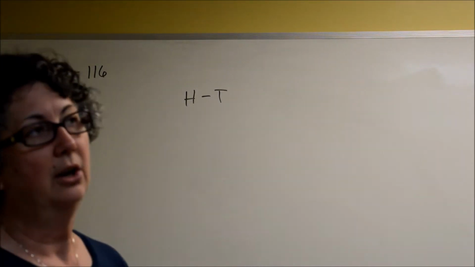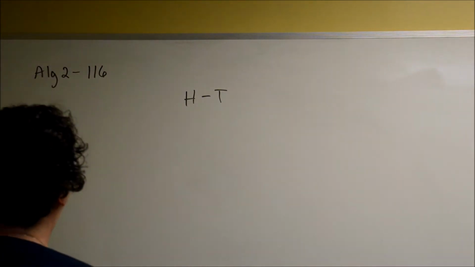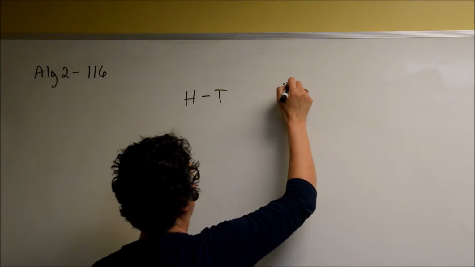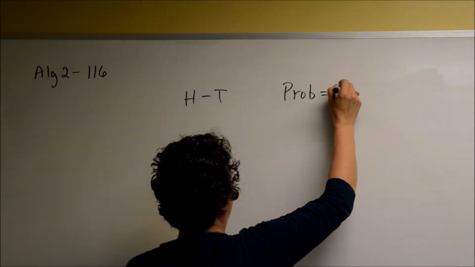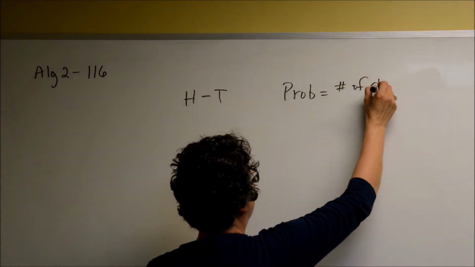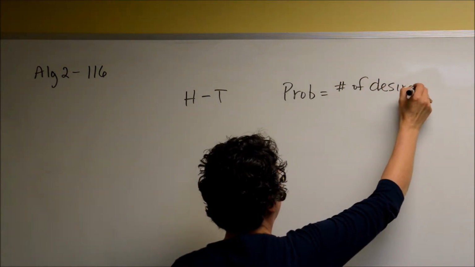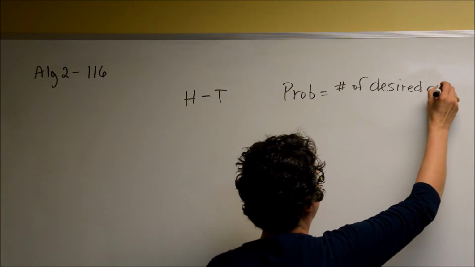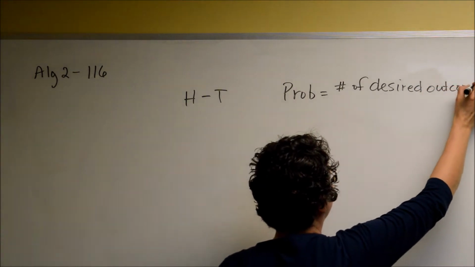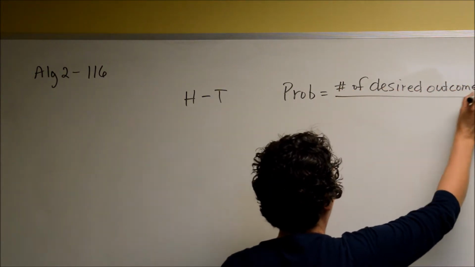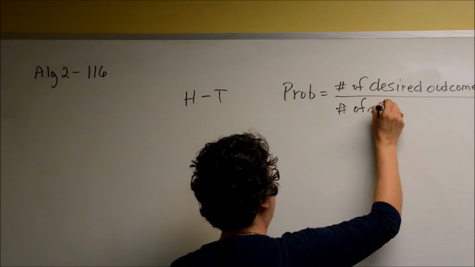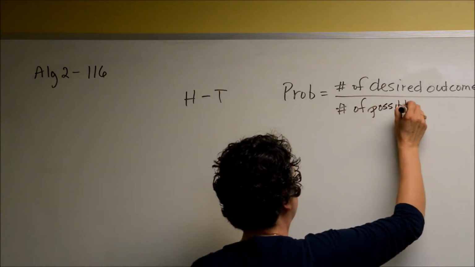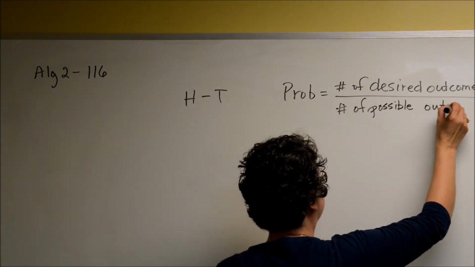So probability is the number of desired outcomes divided by the number of possible outcomes.